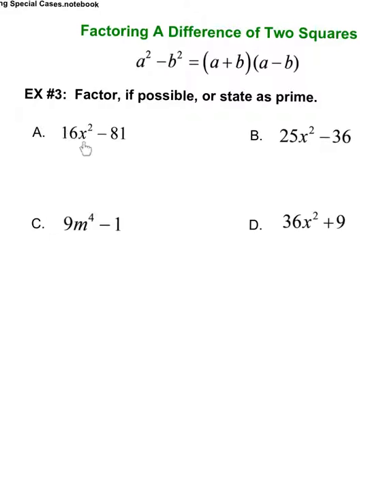So 16x squared and 81 are perfect squares, and we have a minus. So because of that, I know immediately that my factor pattern is this plus minus pattern. So to find a and b, I'm going to take the square root of my bookends. The square root of 16x squared is 4x. And the square root of 81 is 9.